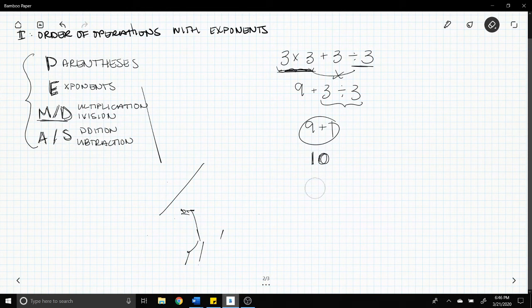You guys know my laptop is touchscreen, so that's why all these extra markings are happening. That's okay.